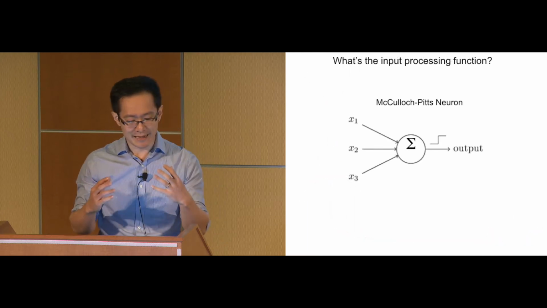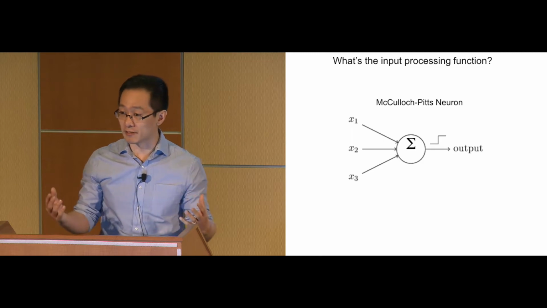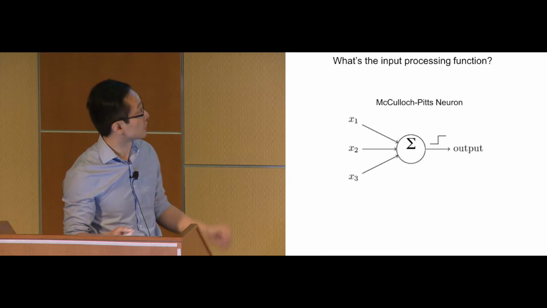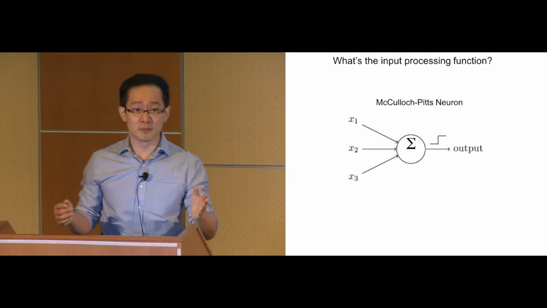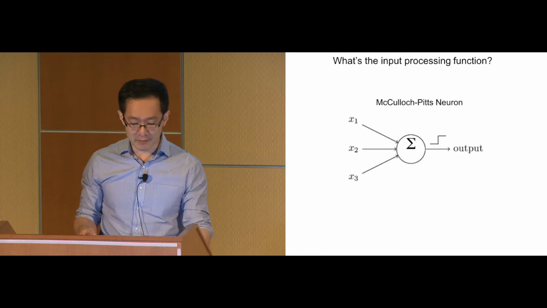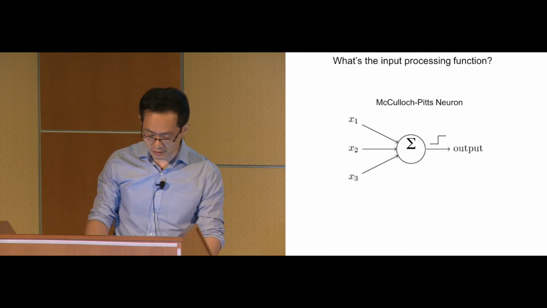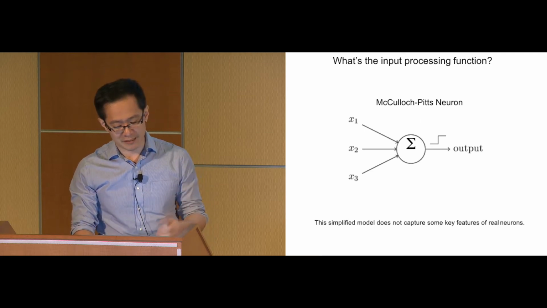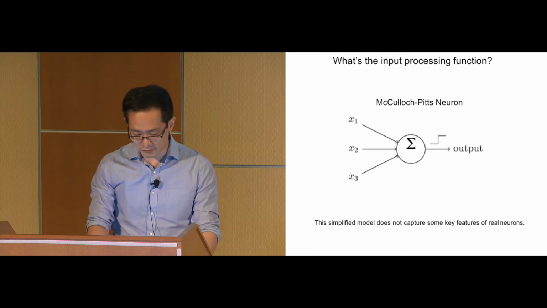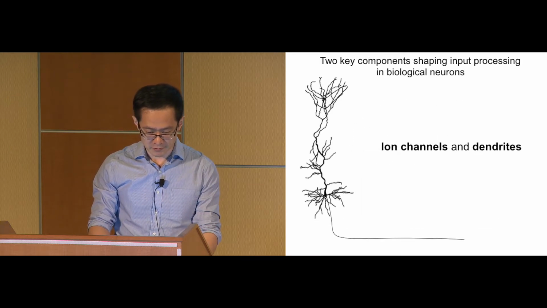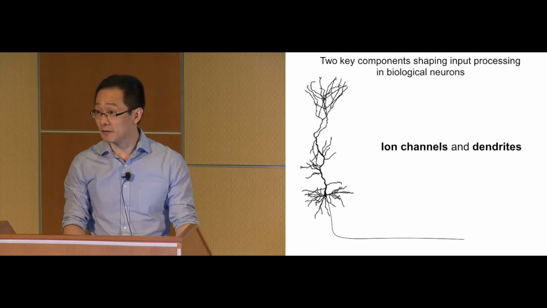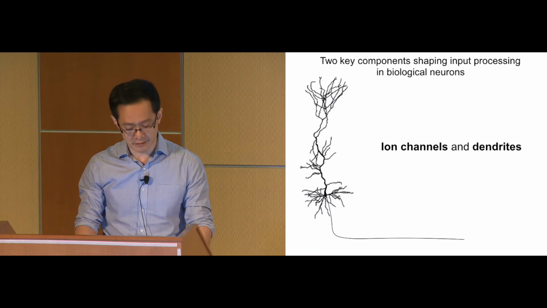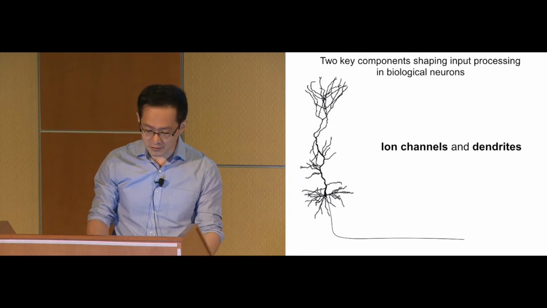So what exactly is the input processing function of all those currents coming into the cell? A simple model is the McCulloch-Pitts neuron. The assumption is that the different inputs are summed linearly and then passed through a nonlinear activation function to give you an all-or-none output. But this simplified model does not capture some of the key features of real neurons. The two key components shaping the input processing function in biological neurons are ion channels and dendrites. So these will be the focus of my talk today.